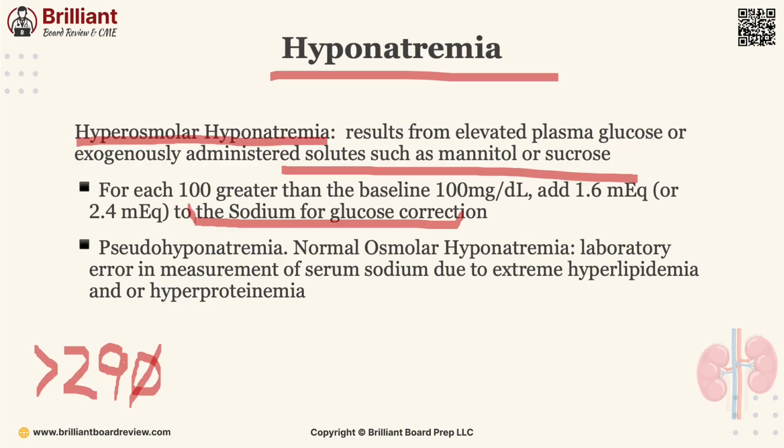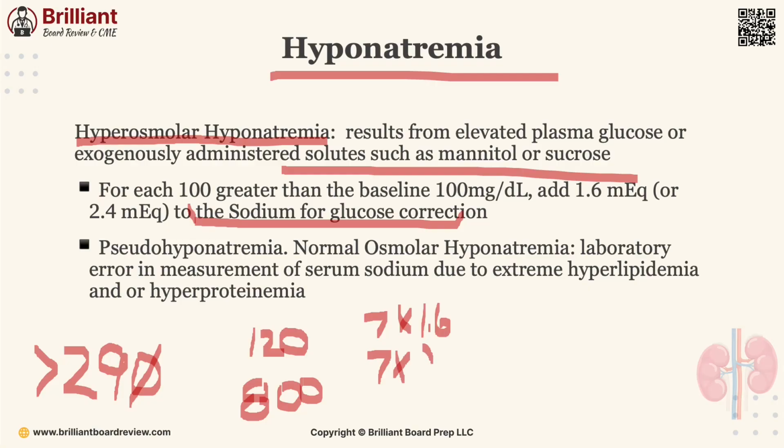Now, let's say, for example, we measured a serum sodium of 120, but our glucose is 800. The way we calculate it is we take the glucose above 100, in hundreds, so in this case it'd be 7, and we multiply it by 1.6. Then there's another factor we can use, 2.4. You can use either one of these, or I like to take the medium between the two.